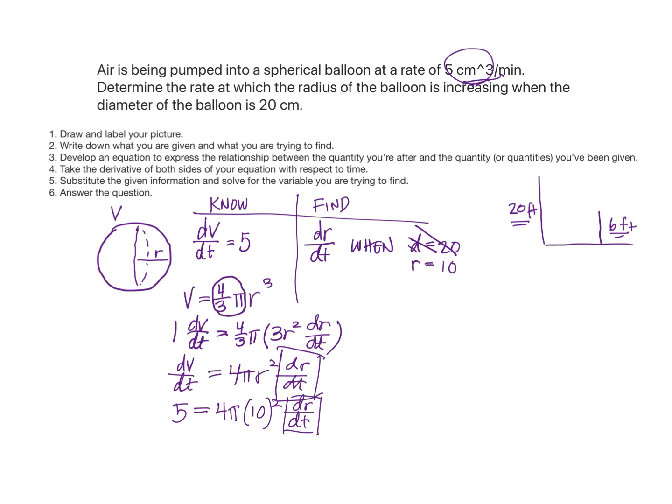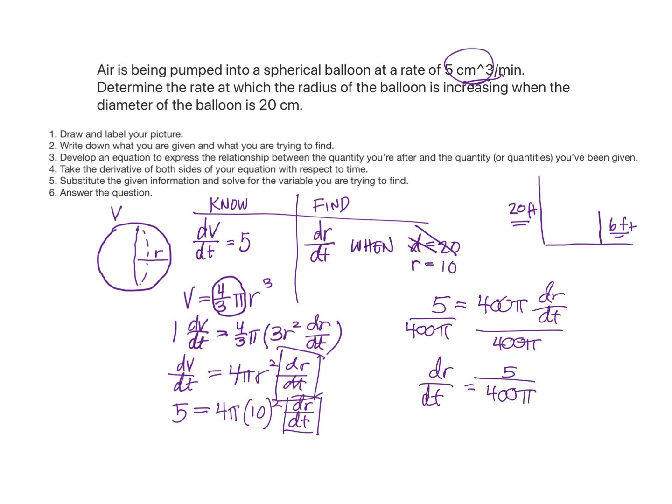So now I'm going to simplify, and what I get is 5 equals 4 pi times 10 squared, and 10 squared is 100, so I get 400 pi dr over dt. So now I'm going to divide both sides by 400 pi. So I get dr over dt equals 5 divided by 400 pi. And that's the rate at which the radius is changing when the radius is 10. Okay, and we could simplify that. We could plug that into our calculator and get a decimal for that if we wanted to.